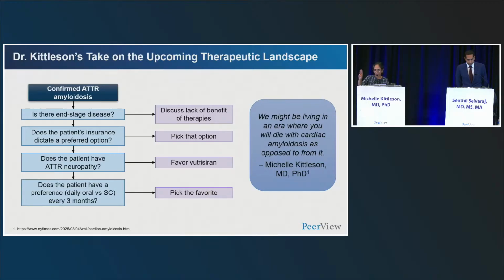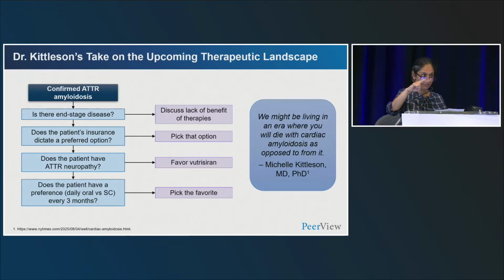We have 3 therapies, they all work. So what do you tell patients? You say, congratulations, you live in an era where I can give you a medicine that will preserve your quality of life, not improve it, preserve your quality of life, keep you out of the hospital, and help you live longer. So what do I first ask myself when I meet a patient?